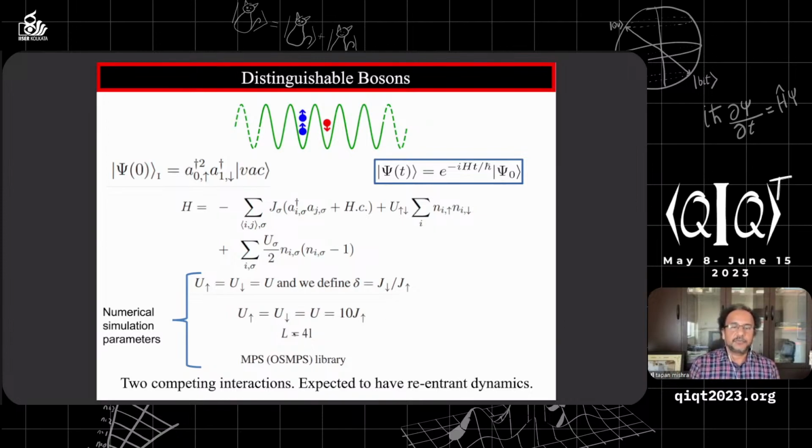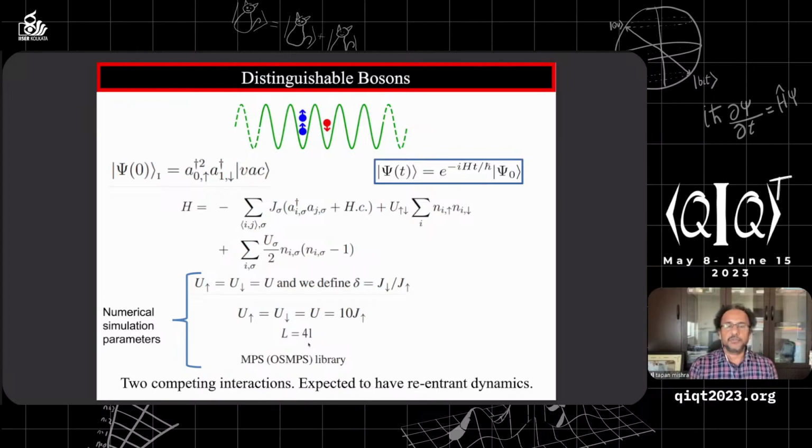And in this case, we consider the interaction between 2 identical spins or particles as 10. Our numerical simulations are based on matrix product states, an open source matrix product state library. You can actually find this on the internet. It's a very nice library to study dynamical evolution of quantum states. And in the simulation, we consider the length of the system as 41 sites, which is quite sufficient to study the physics of this kind of model.